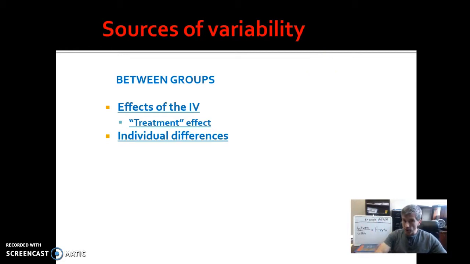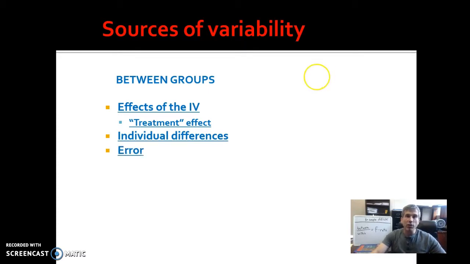But random assignment is not perfect, especially with smaller sample sizes. It could just be due to a fluke of random assignment that most of our alert people wound up in one group and most of our sleepy people wound up in another. That can happen. The odds of that go down as you measure more people, but it is always possible. So the differences between groups could be driven by those individual differences. Just on average, people in one group were already different on the DV than others.